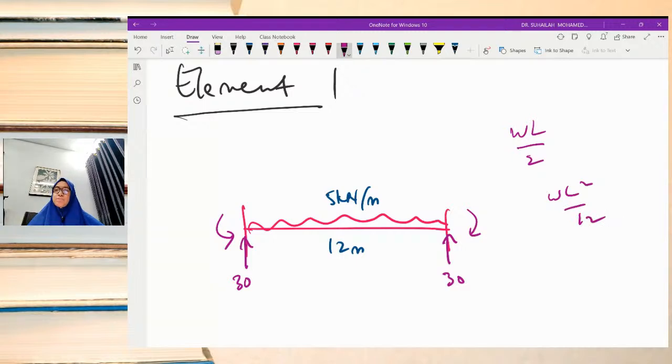WL squared over 12 for the moment, and we get W. What is W? W is 5. L is 12. So WL squared over 12 gives us 60. This one is 60, this one is also 60, but in the opposite direction.